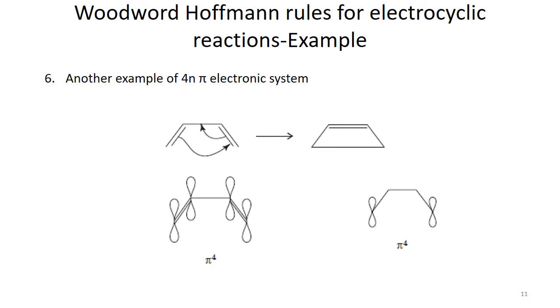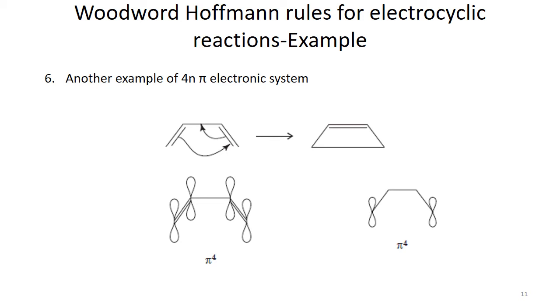Okay, there is another example using a 4n pi electronic system, that is the conversion of butadiene to cyclobutene. In this example we are proceeding exactly in the similar way we discussed the conversion of hexatriene to cyclohexadiene. The first step is to draw the mechanism of the reaction. We know that the movement of electrons goes in a cyclic fashion to form the cyclobutene.